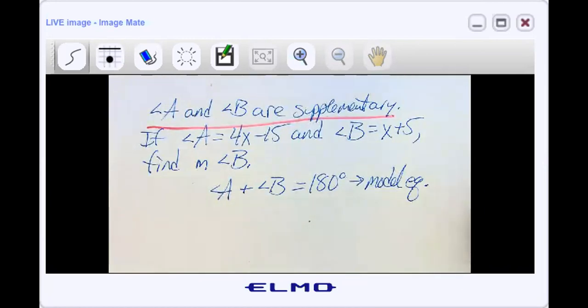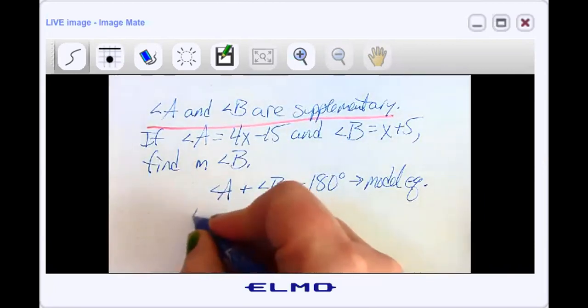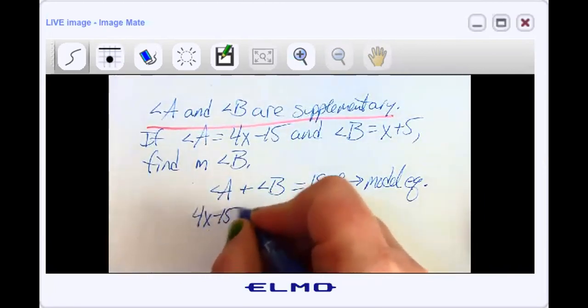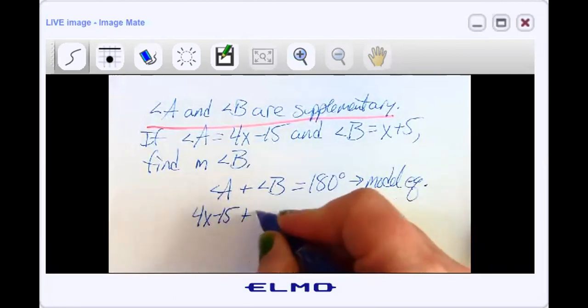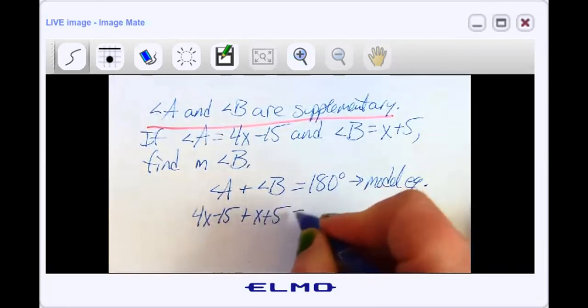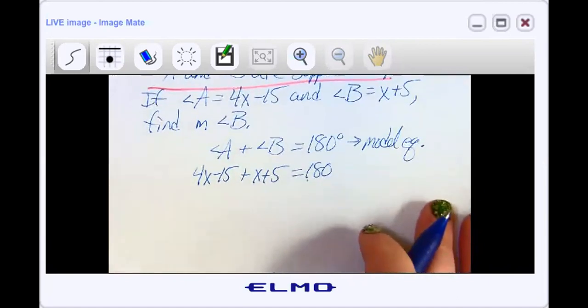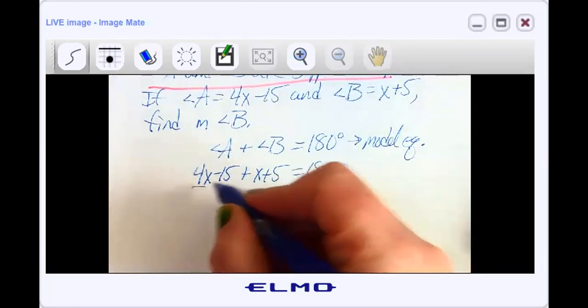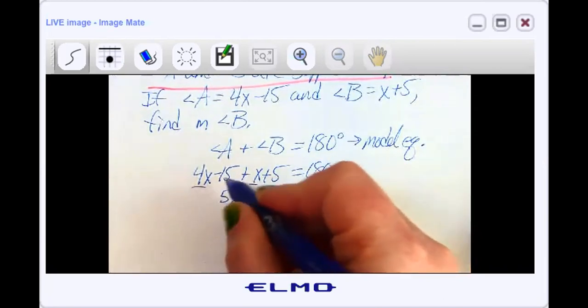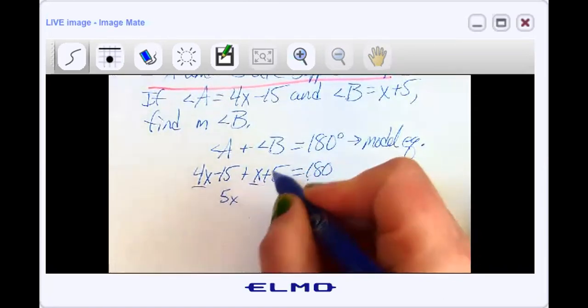Okay, so let's try this one together now. So angle A, we know is just 4x minus 15, plus angle B is x plus 5. And I already know that it equals 180. So there's the equation that I need. Now I'm just going to solve the equation like I always do. 4x and x is 5x. Negative 15 and 5 is a negative 10.